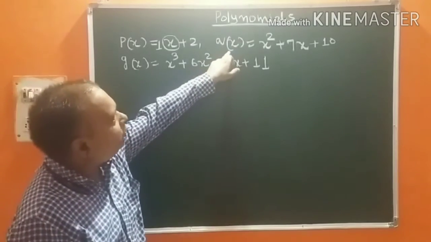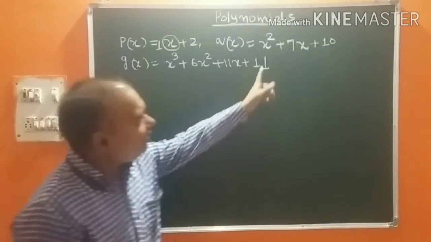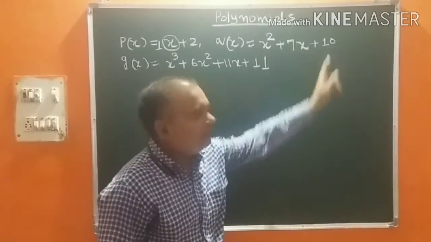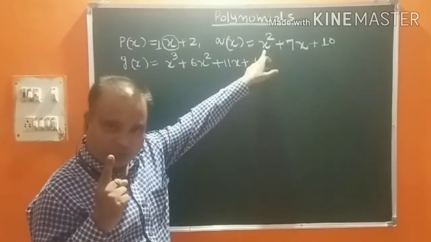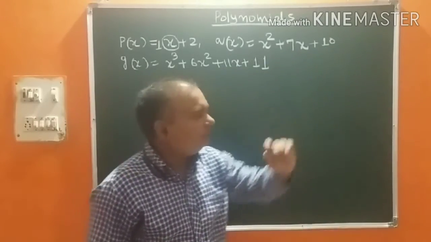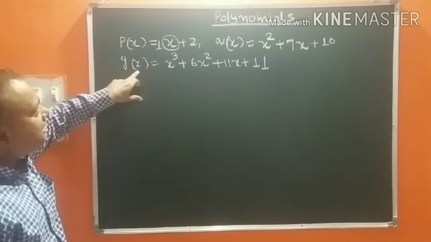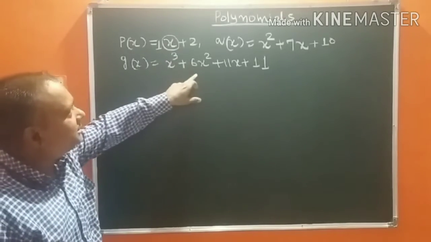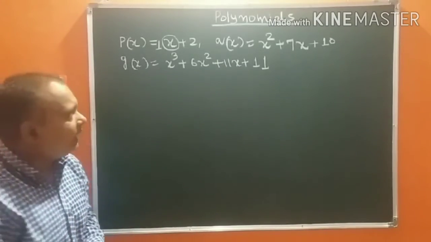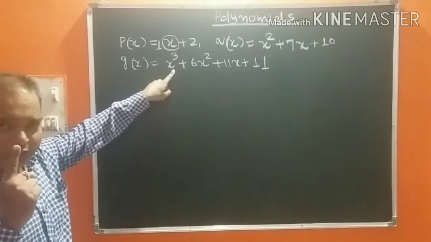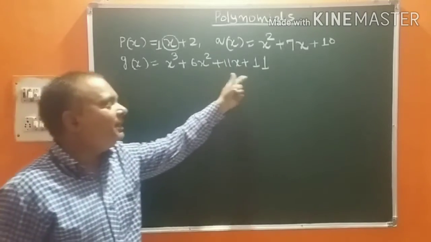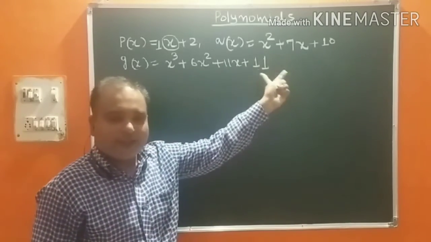Now similarly in polynomial q(x) there are three terms, so we can say it is a trinomial. The terms are x square, 7x and 10. Now what is the coefficient of x square? It is 1. The coefficient of x is 7, and the 10 is the constant term. Now the next polynomial is g(x) equal to x cube plus 6x square plus 11x plus 11. So there are four terms. The coefficient of x cube is 1, the coefficient of x square is 6, the coefficient of x is 11, and the constant term is 11.